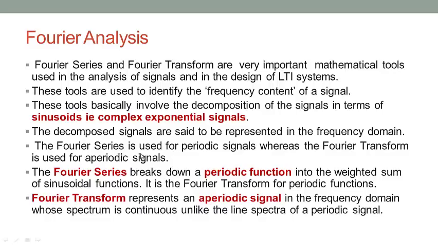The Fourier series is used for periodic signals, whereas Fourier transform is used for aperiodic signals. You know that basically you have two types of signal, periodic and aperiodic. So if a signal is periodic, Fourier series will be more suitable for expressing it in the frequency domain. And if a signal is aperiodic, you will be using the tool called Fourier transform.